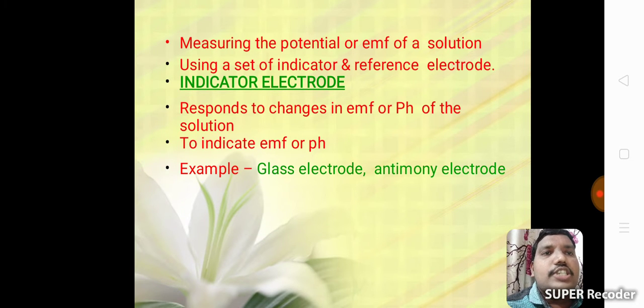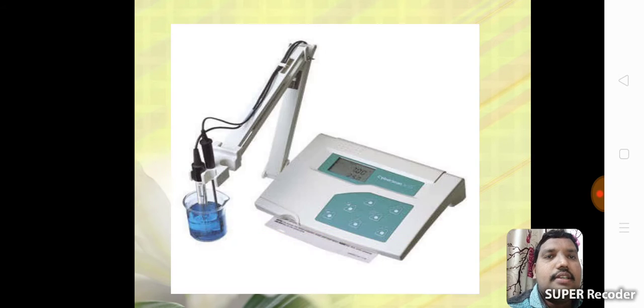Measuring the potential or EMF of a solution using a set of indicator and reference electrodes. The indicator electrode's purpose is that it responds to changes in EMF or pH of the solution to indicate EMF or pH. Example: glass electrode, antimony electrodes are best indicator electrodes.